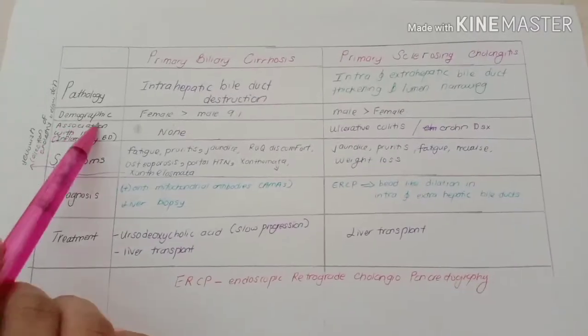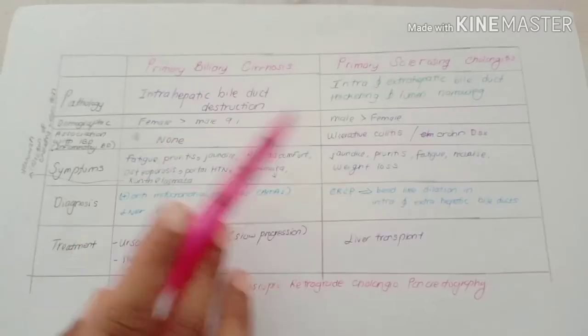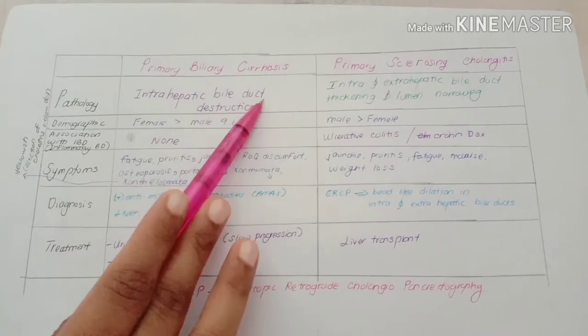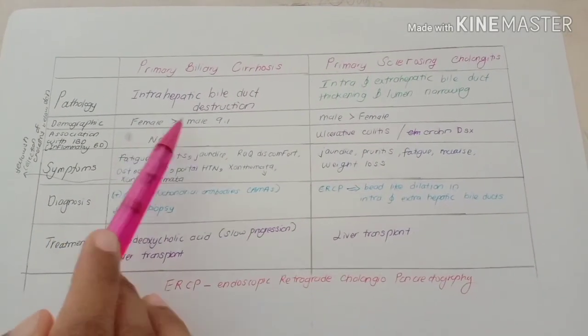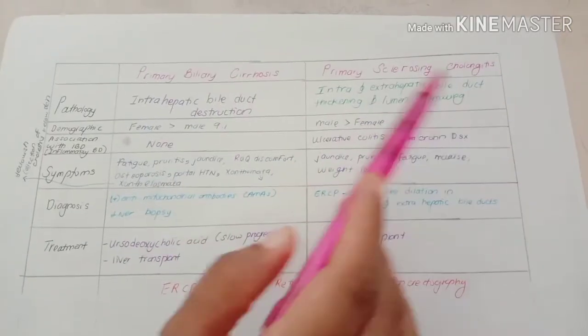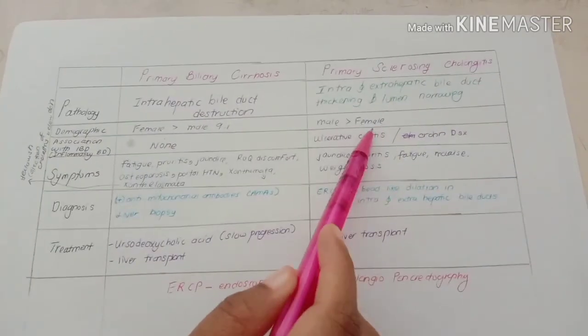So under the demographics, gender will be more important to differentiate the diseases. In primary biliary cirrhosis, female is more common for this disease compared to male. Whereas in primary sclerosing cholangitis, male is more common than female.